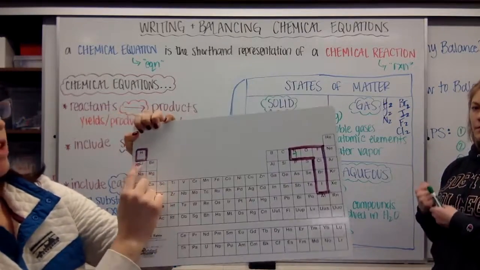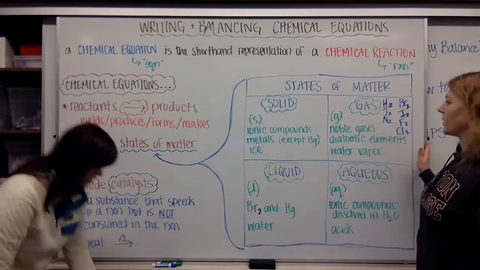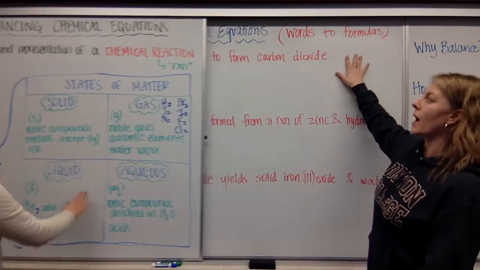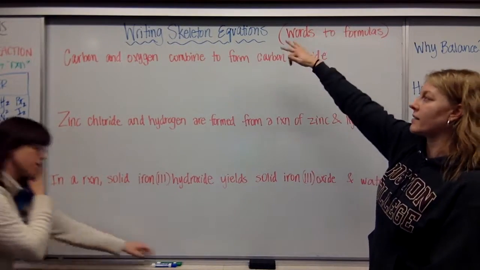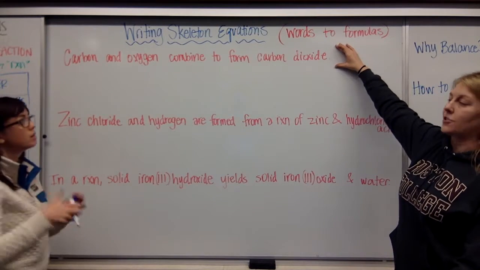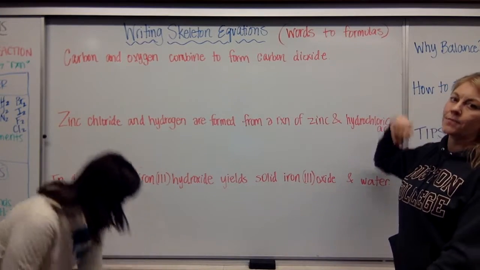Starting at 7 makes a 7 plus hydrogen. All right, and that's why I wrote in Br2 over here. That's one of our diatomics. So all of this we're going to use when we're actually writing our chemical equations. We're going to start by writing skeleton equations given the word form of the reaction. We're going to have to turn the words into formulas here.